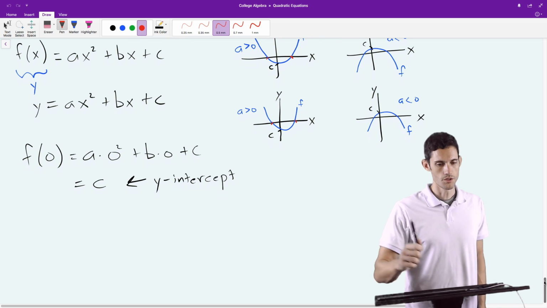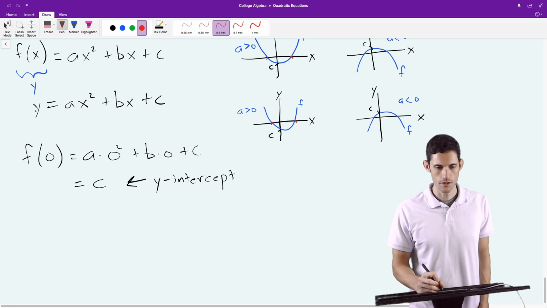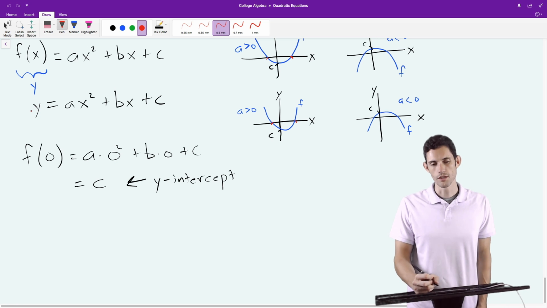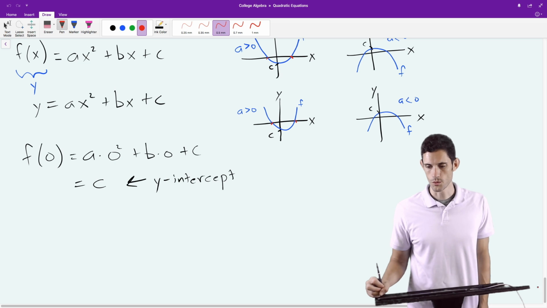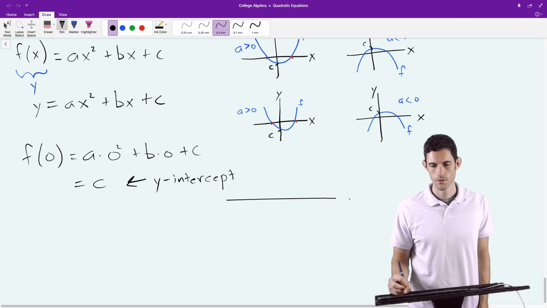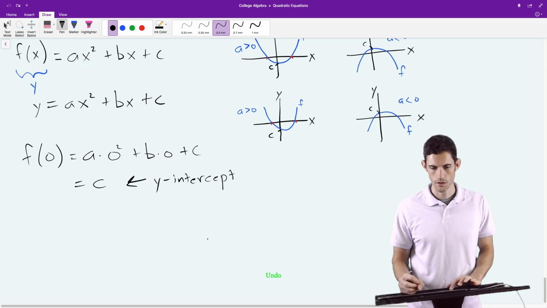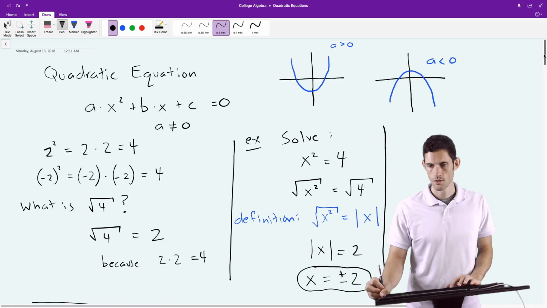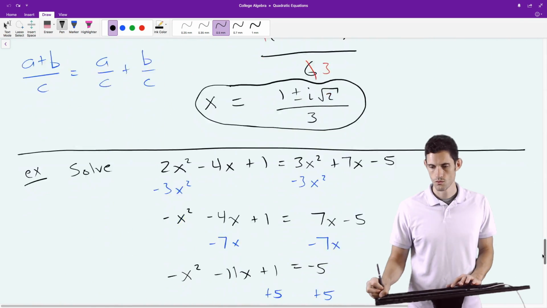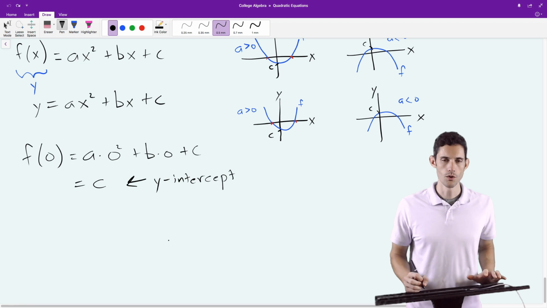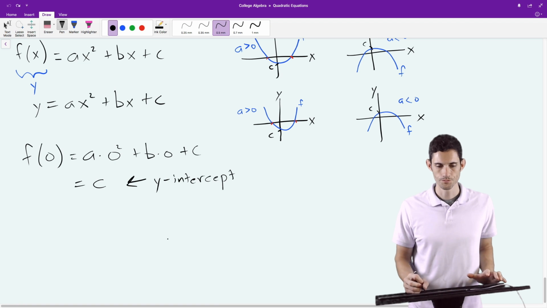Luckily, I know what to do when I set y equal to 0, because if you look at this y, you set that to 0, then you have a quadratic equation, and we know how to solve those because that's what we just covered. And you can solve that with, for example, factoring or using the quadratic formula.